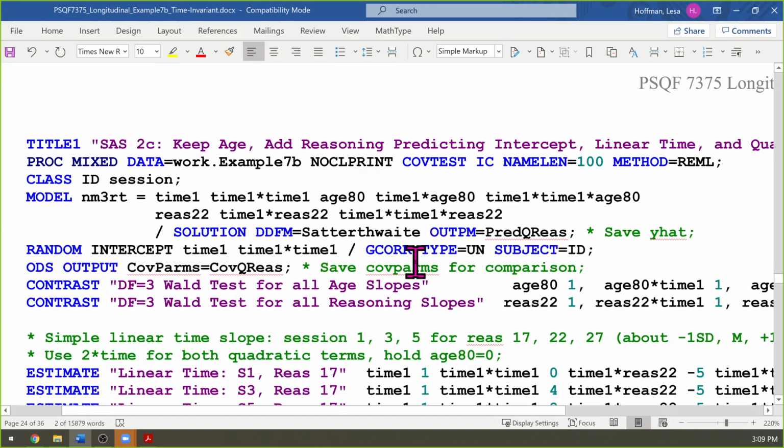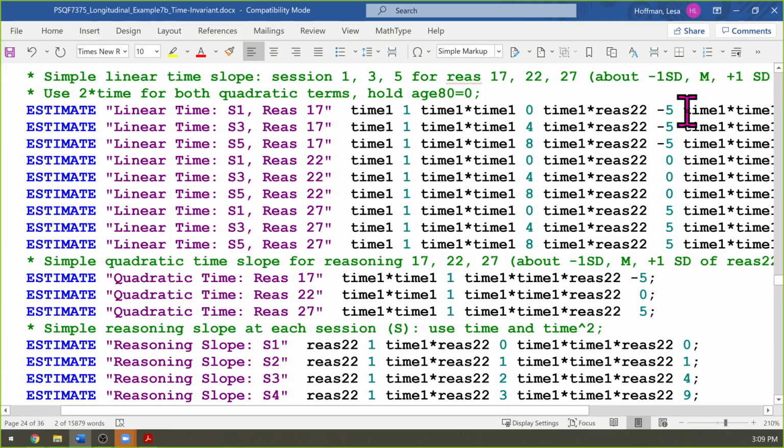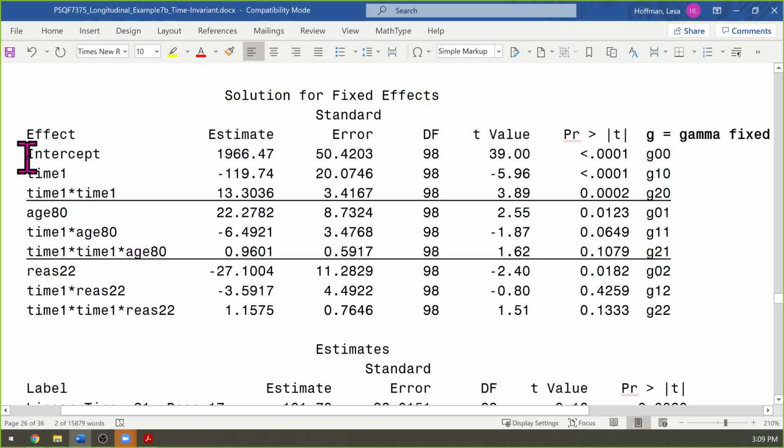So then all of the code looks pretty much the same. I had it demonstrating reasoning for different levels of reasoning, ±5 as ±1 standard deviation. And all of that is pretty much the same. And we can look at the output before we adjourn. So now this is my reference growth curve for somebody who is not only age 80, but also reasoning 22, which was near the mean of this variable.